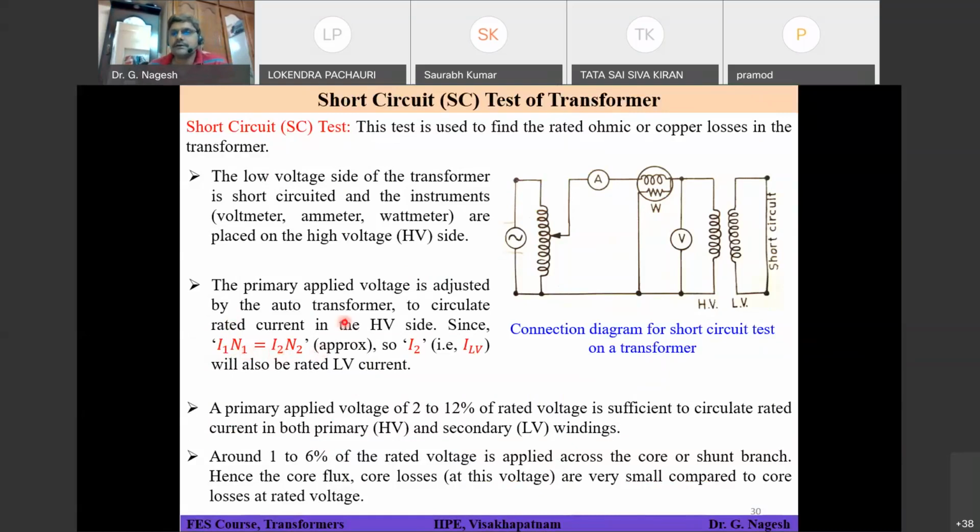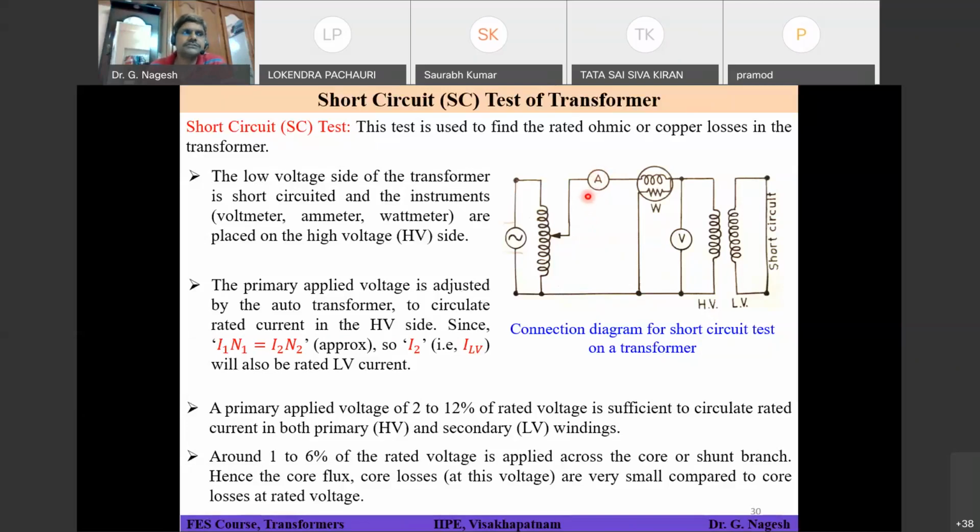Okay. So let's say a 20 kVA, 100 volts by 1000 volts transformer. HV is 1000, LV is 100. What is the rated current value on the primary side, on the HV side? How will you calculate it? 20 kVA divided by 1000 volts, how much? 20 amperes. So 20 amperes is the rated current.